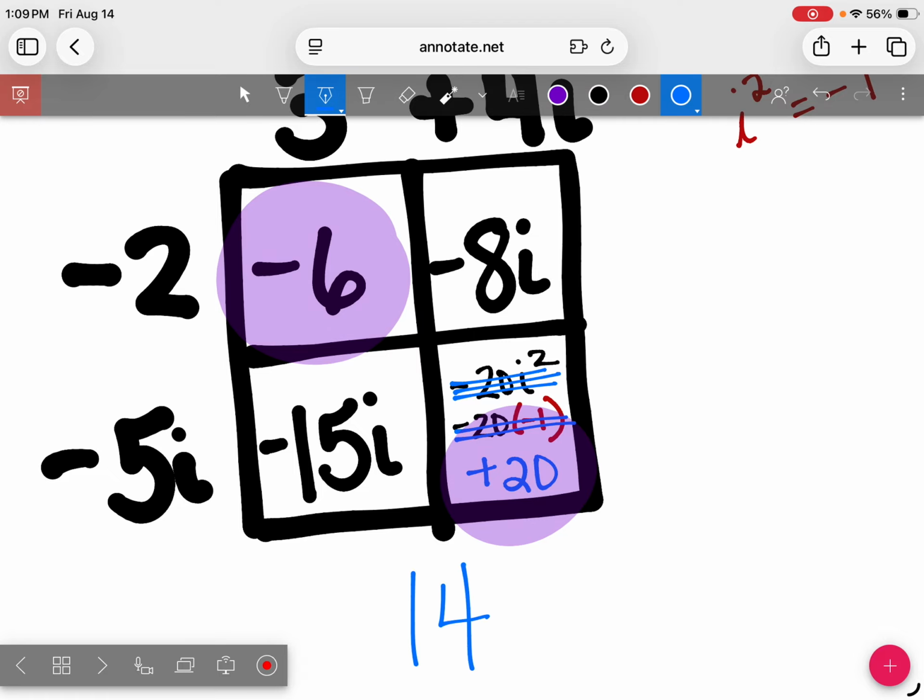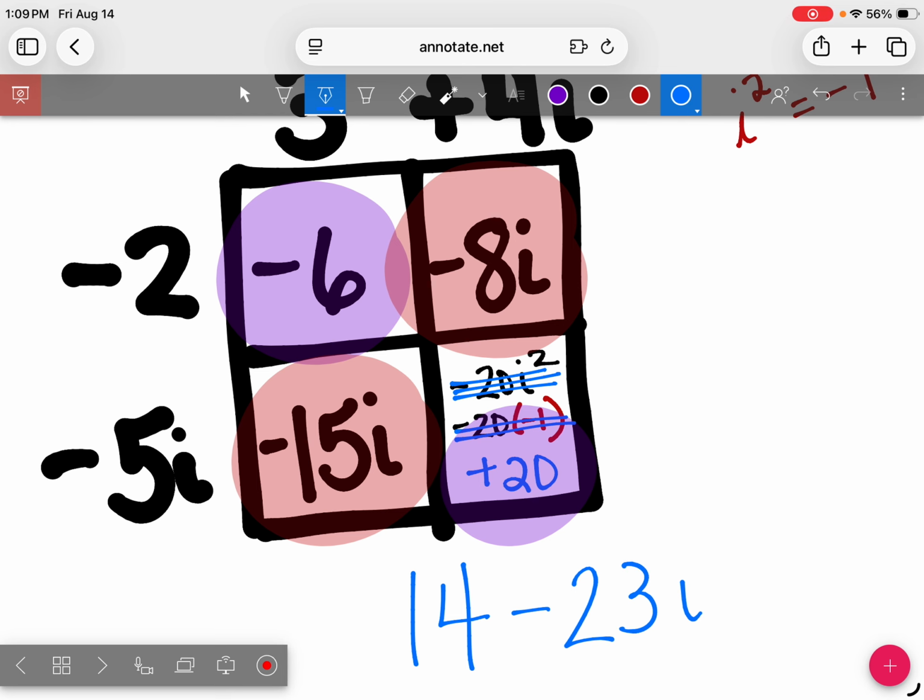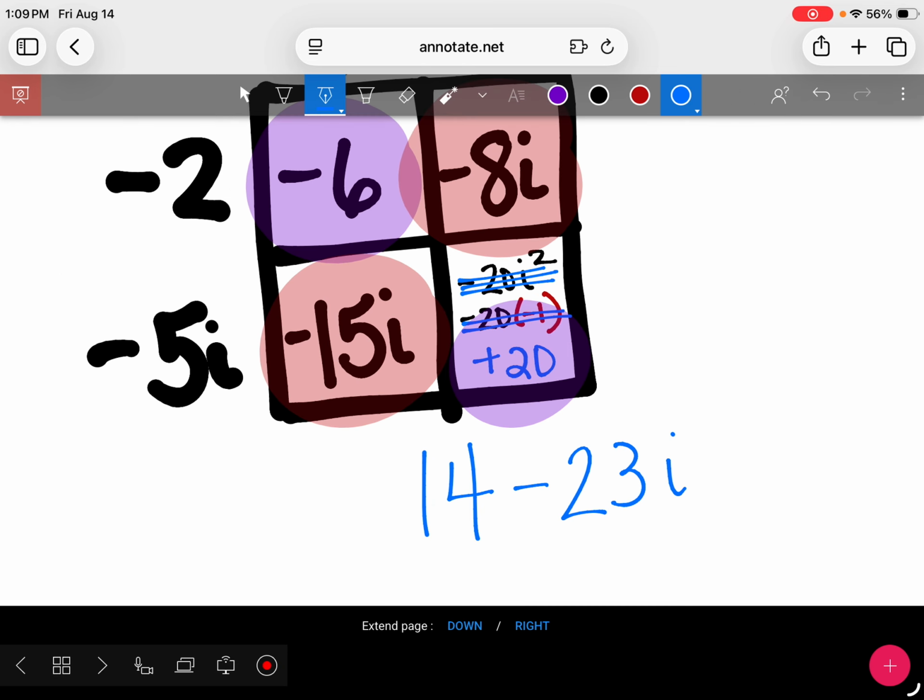And then I'm going to add my imaginary. Negative 8 plus negative 15 i is negative 23i. Now, whenever you're writing a complex number, grammatically speaking, you should always put the real number first. But would I mark it wrong if you put negative 23i plus 14? No. It's just grammatically wrong. But you're still right. All right, any questions?